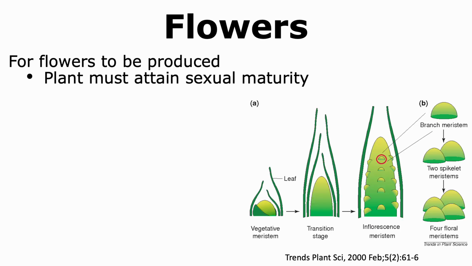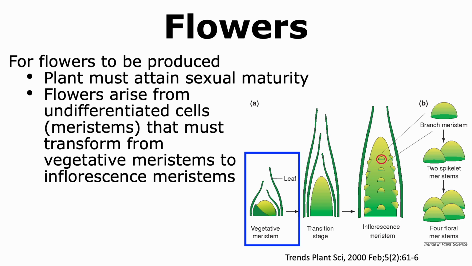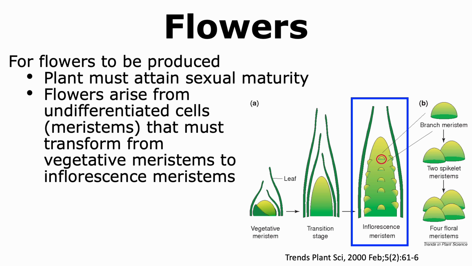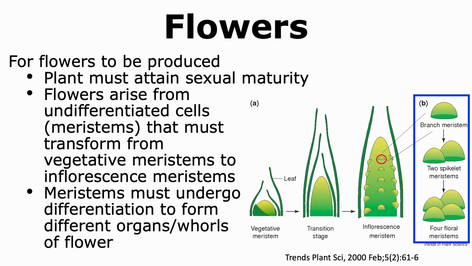For a plant to produce flowers, the plant must attain sexual maturity. The flowers arise from undifferentiated cells called meristems. These are similar to the stem cells that we observe in animals. There must be a transformation process where the vegetative meristems transform to inflorescence meristems from which the flower will arise. The inflorescence meristems then must undergo differentiation to form the different organs or whorls of the flower.